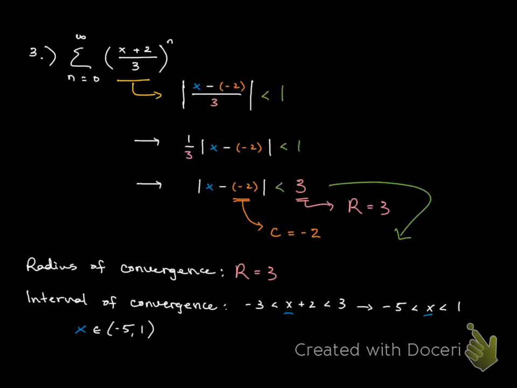Okay, and again, I can quickly put that on a number line pretty easily and see that I go 3 units in either direction away from my center. If I can draw here, here's my center at negative 2. I have then a radius of convergence of 3 units in either direction. So that brings me to a negative 5 and a positive 1. And for any x within that window, I am going to converge.